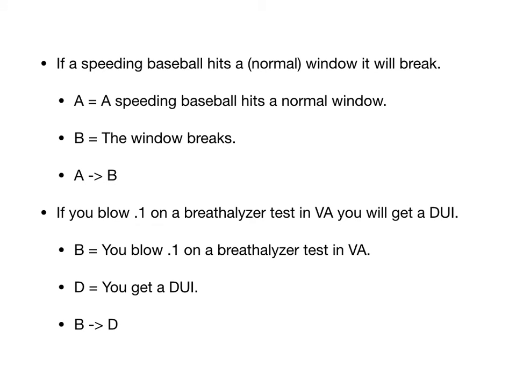Well, it's just an if-then statement, right? A equals speeding baseball hits a normal window. B equals the window breaks. A arrow B. You blow .1 on a breathalyzer test, you get a DUI. B equals you blow .1. D, you get a DUI. B arrow D, right? Easy, easy, easy.